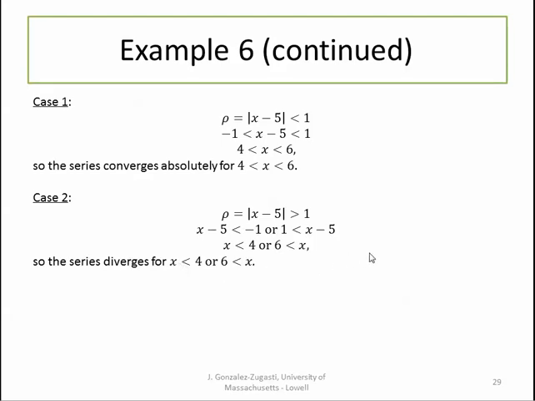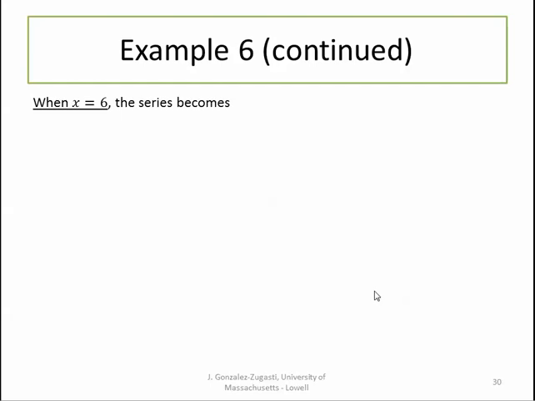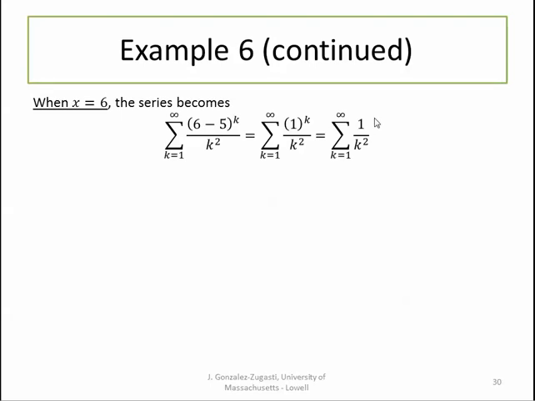So our third case is when rho is equal to 1. That means we don't know if it converges or diverges, and we'll need to look at each case individually. Well, rho is equal to 1 when x minus 5 is plus or minus 1, or that says when x is equal to 6 or x is equal to 4. Now when x is equal to 6, the series becomes, I plug in 6 for x, that simplifies down to 1 over k squared. And that we know is a convergent p-series.